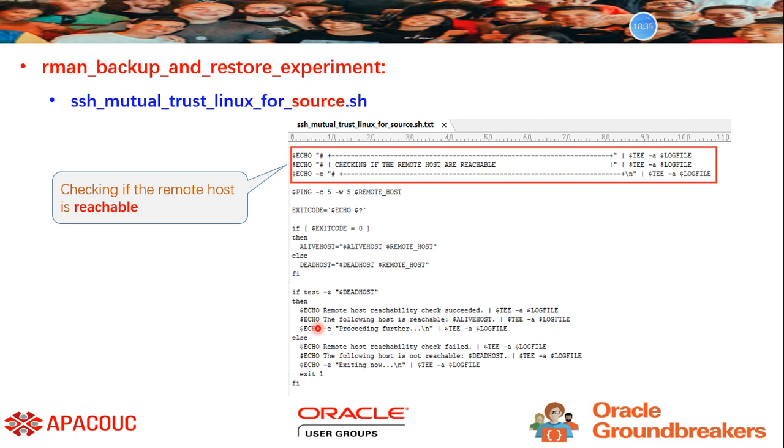I check if the remote host is reachable in this section, and you can see that it has some annotations at the top. Next, I use the ping command to ping the username of the remote host. The following is some condition statements for pinging, reachable or unreachable.